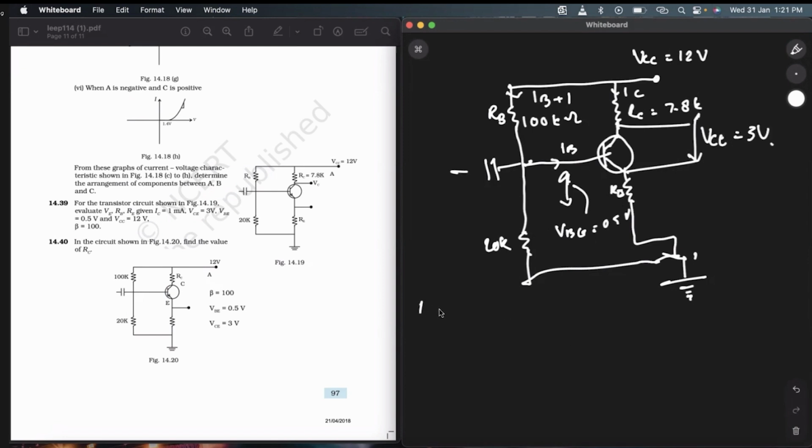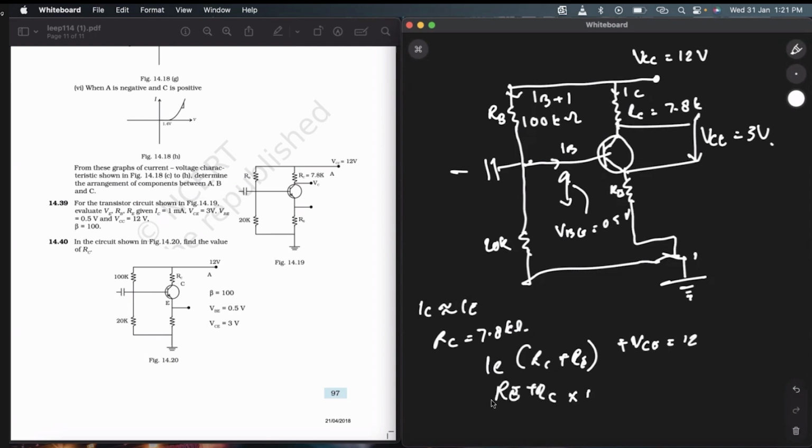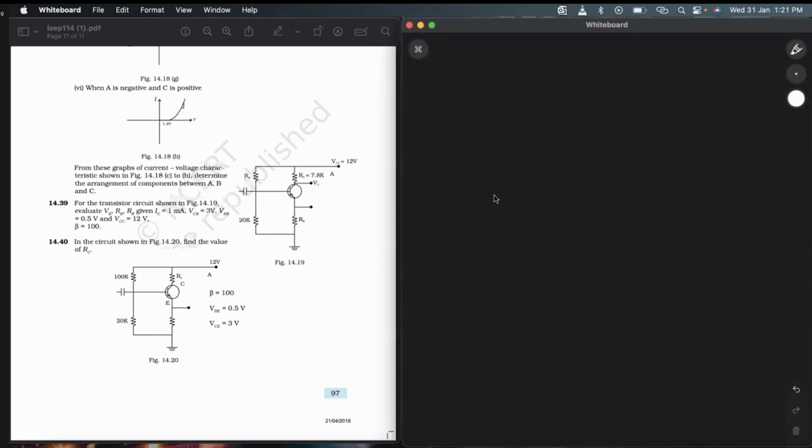Now IC will be approximately equal to IE and where RC is equal to 7.8 kilo ohms. So from the figure you already know IC into RC plus RE plus voltage across CE which is equal to 12. And now I can write it as RE plus RC into 10 to the power of minus 3 plus 3 will be equal to 12. RE plus RC कितना है? 9 किलो. Okay. So I can write it as simply RE is equal to 9 minus 7.8. RE होगा 1.2 किलो ohms.